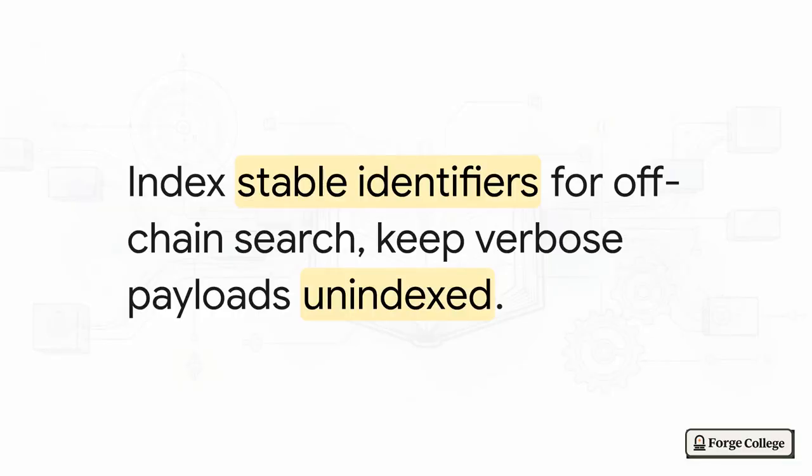So to put it simply, here is the absolute best practice you should take away from this. Always index your stable identifiers, things like addresses or specific IDs, because that's exactly what your off-chain consumers are going to use to search and filter your events. But keep your verbose, descriptive payloads, especially text strings, unindexed in the standard data portion so they remain easily readable. You really have to design your events around the specific filtering needs of your front-end tools and block explorers.